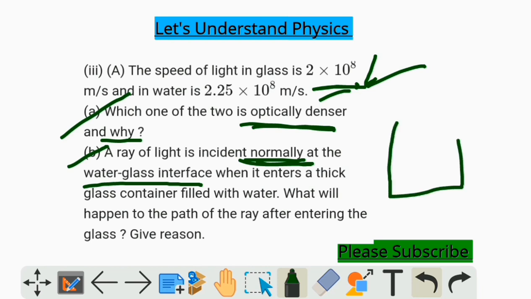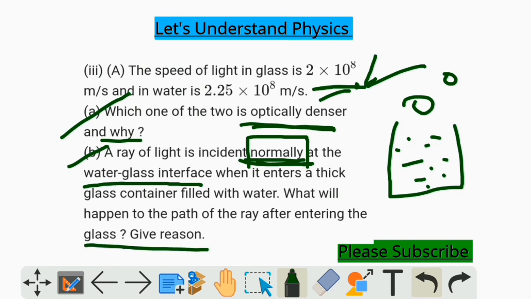You have a glass container and it is filled with water. Then what will happen to the path of the ray after entering the glass? What happens when it is entering the glass? When you see this word normally itself, you have to say when the incident angle is normal it becomes 0 degree, then angle of refraction also will become 0 only. So there won't be any deviation. The refraction does not take place. The light travels in the straight line only. Understood? Because it is normal incidence.